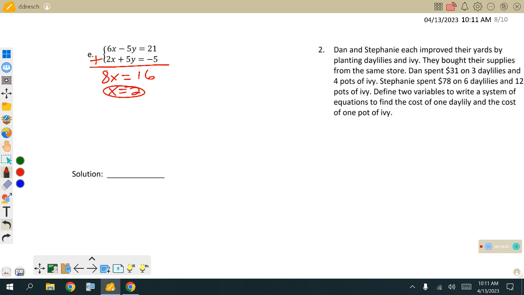Go back and find me the y, top one or bottom one? 2 times 2 plus 5y equals negative 5. That is a 4. Subtract that 4, and y equals negative 9/5, I believe. Call it right there. Okay.